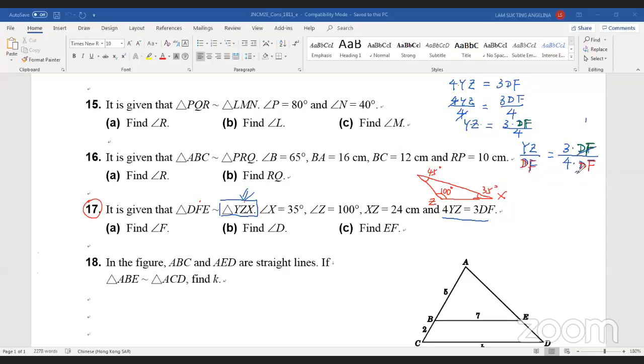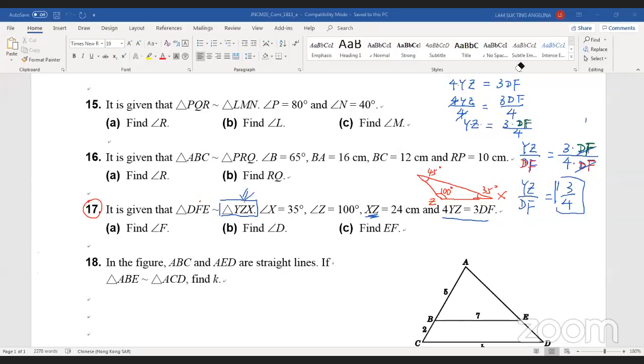Therefore, in this case, we can cancel DF. It means this is the ratio of the lengths of the two triangles. If you look at the three corresponding sides of these two triangles, they all keep this number, 3/4.